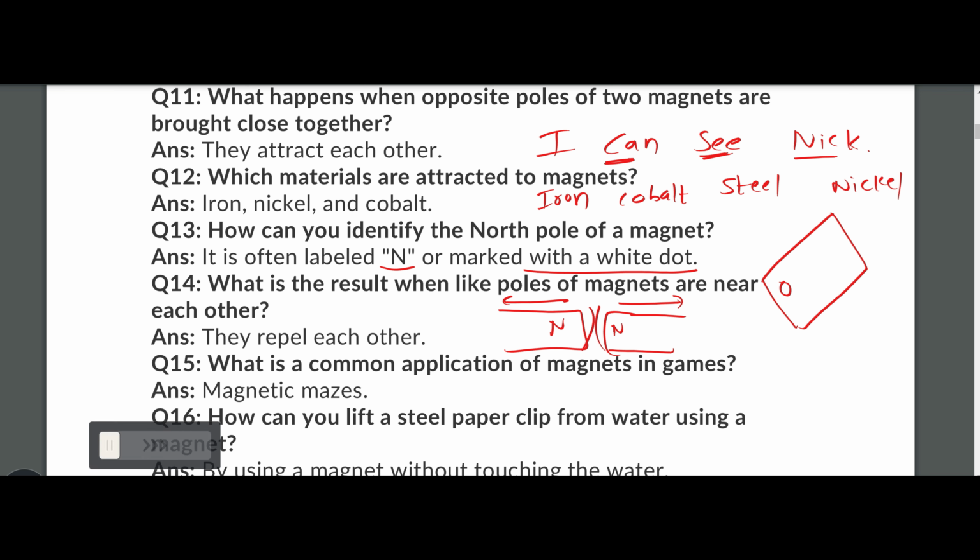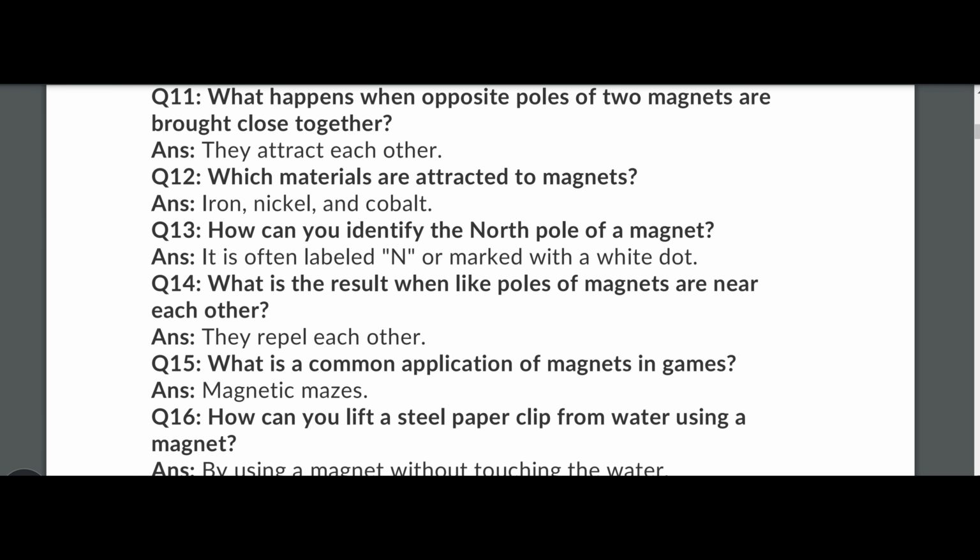And now, what is a common application of magnets in games? So this is, we have one magnetic maze. By using that magnet, we can move the steel balls, right? So this is a magnetic maze. It is there in your textbook also.